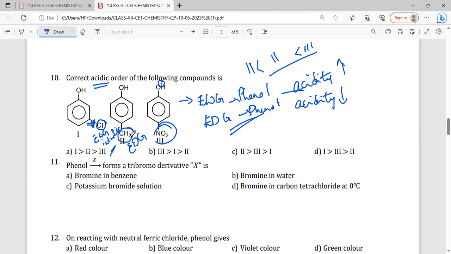Sorry, this is second, right? CH3. Chlorine is first. So third, first, and second. This is first: first is your nitrophenol, and next is your chlorophenol. Next is your cresol.